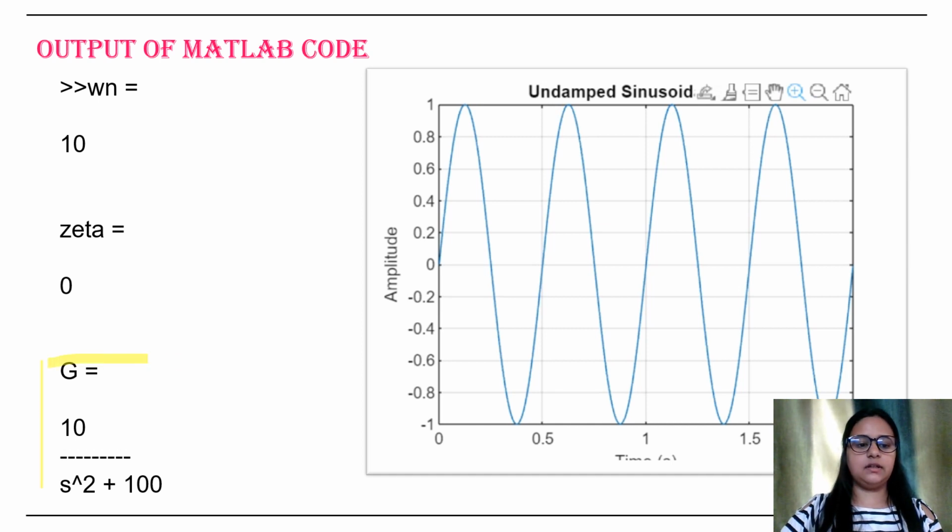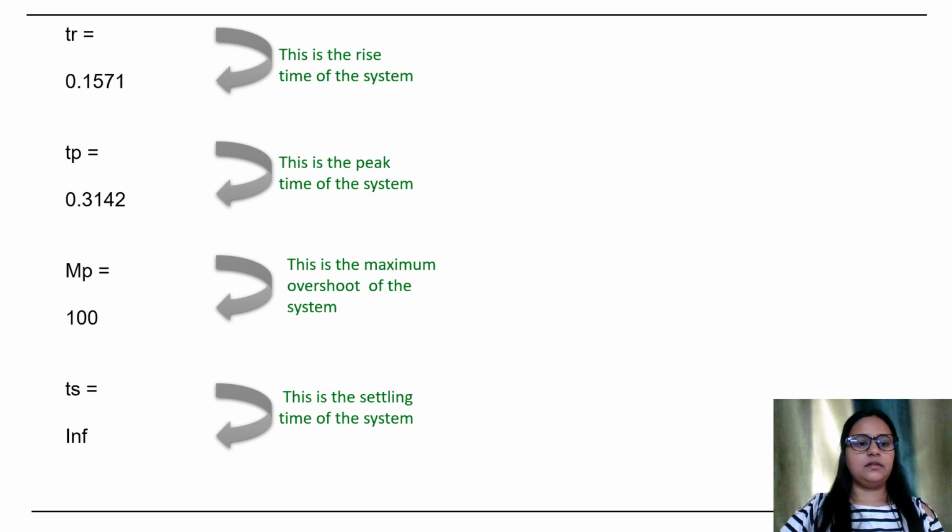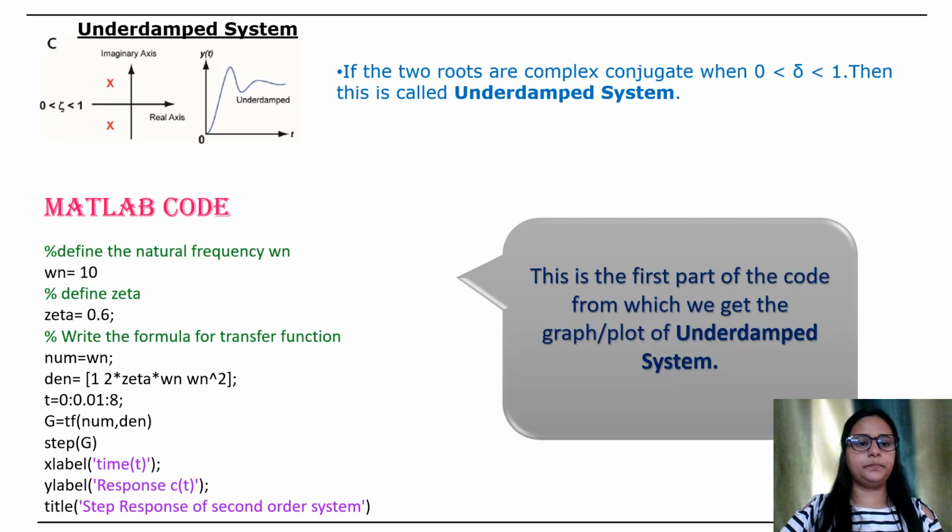This is the transfer function of the undamped system. G equals to 10 divided by s square plus 100. This is the rise time of the system, this is the peak time of the system, this is the maximum overshoot, this is the settling time of the system.